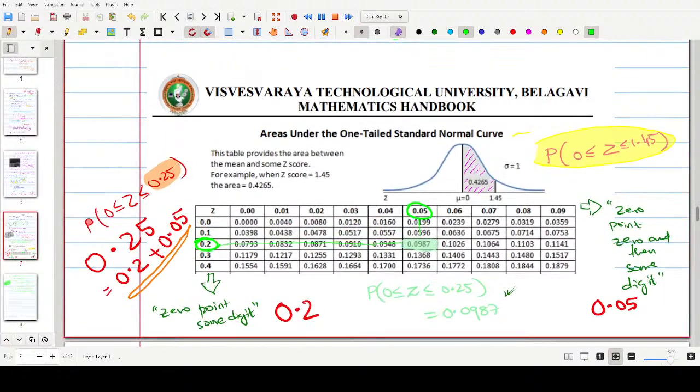In order to find that, we separate the 0.25 into 0.2 plus 0.05, and we look at the row corresponding to 0.2, right? It's because it is in the 0 point some digit format, and we look at the column 0.05 because it is in the format 0.0 and then some digit, and then they meet at a particular box. It will always meet at a particular box, and in that box we have got the number 0.0987, and that's exactly the probability that we wanted, right?